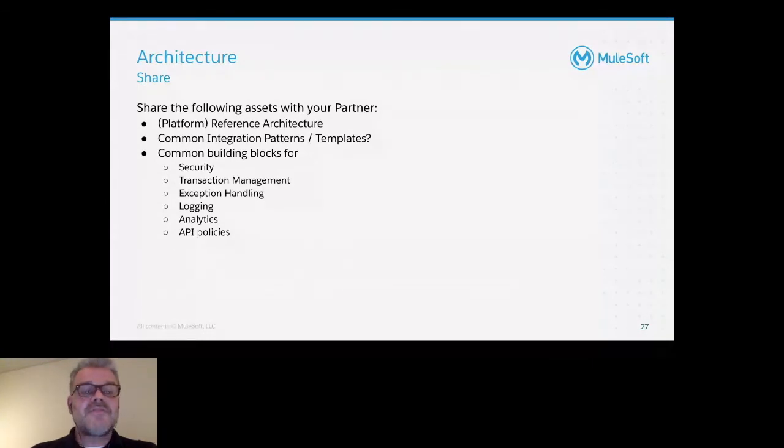So again, it's perfectly okay if you expect the partner to come up with the common building blocks for security, for transaction management, etc. That's fine. But if you have them, you need to share them with your partner. If you don't have them, you have to specifically tell your partner, I need you to spend time on completing common building blocks for everyone. And this is the list of common building blocks that I want you to deliver first.